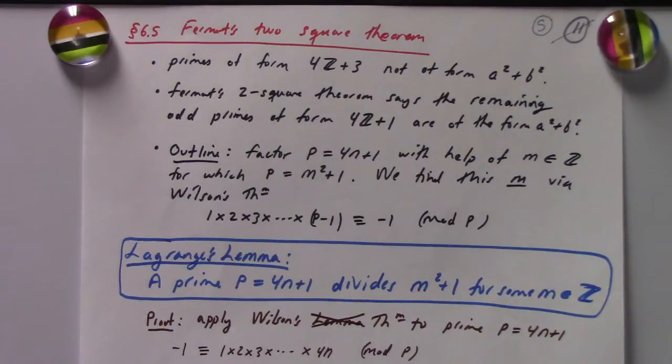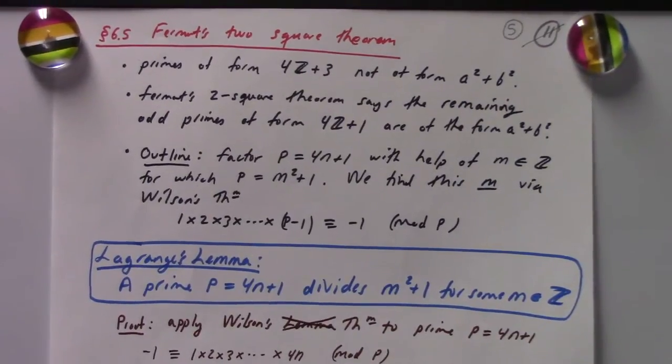So here's an outline. Basically, we're going to factor p equals 4n plus 1 with the help of a particular integer m for which p divides m squared plus 1, and once we have that, then we know m squared plus 1 can be factored into m plus i times m minus i, and then magic happens. Okay, let me not get ahead of the story too much. The critical piece of technology in all of this is Lagrange's lemma.